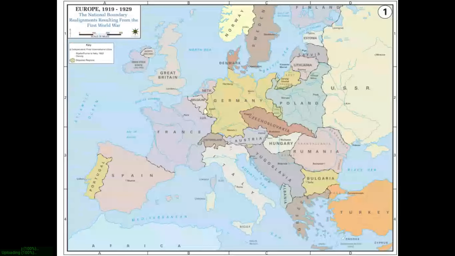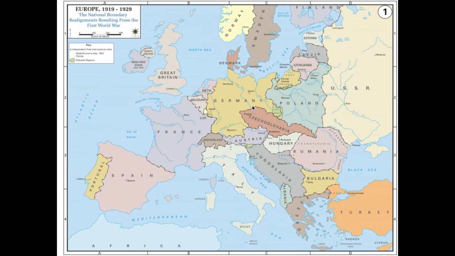So here's the map of Europe after World War I. You can see these are the boundaries set up by the Treaty of Versailles. All right, and this is from 1919 to 1929. You will see some new countries created. We already know that the Soviet Union, the USSR, is a new nation starting in 1917 after the Russian Revolution. But some of the new countries here are Latvia, Estonia, Lithuania, Poland, Czechoslovakia, Austria-Hungary, and Yugoslavia. Now, there are others, but I'm just going to name check those ones right now.